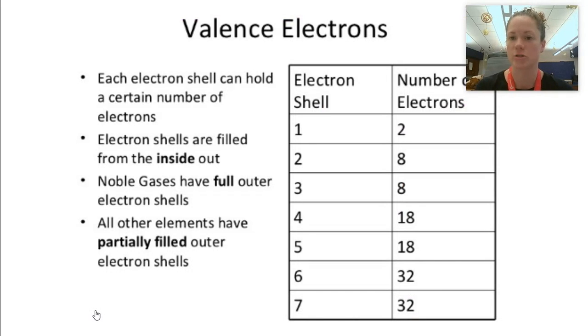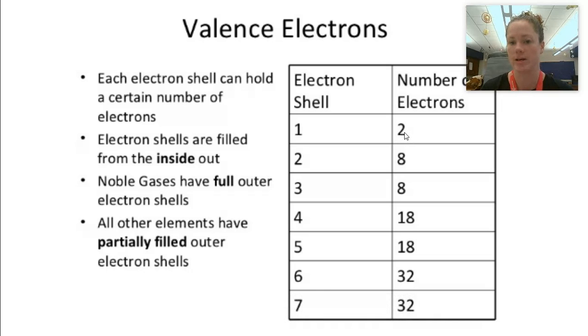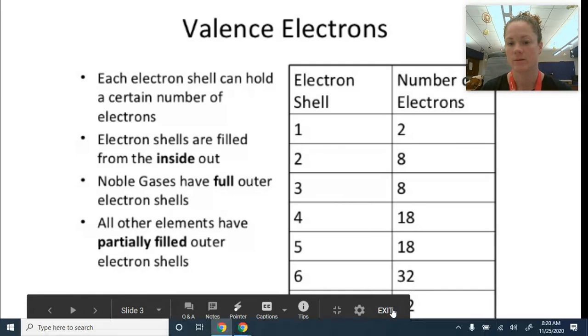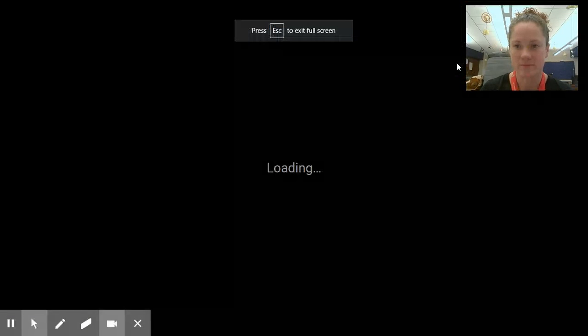So I want you to make sure you write this down. This is a table to explain how the electrons would go if you are making your Bohr model. On the first shell, the first ring, you do 1 circle around the nucleus, you can have up to 2 electrons. The second ring, you can have up to 8 electrons. The third ring, you can have up to 8 electrons. Fourth ring, you have 18. Fifth ring is 18. Sixth is 32. And then seventh is also 32.